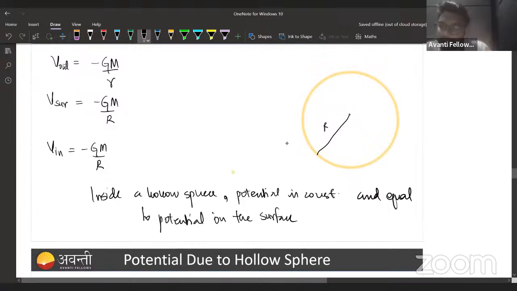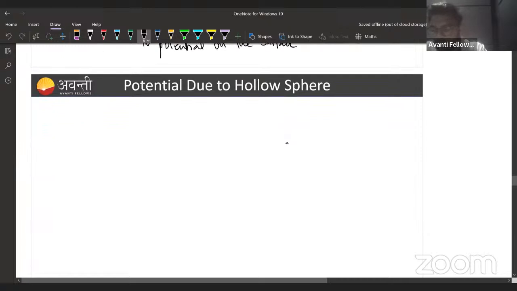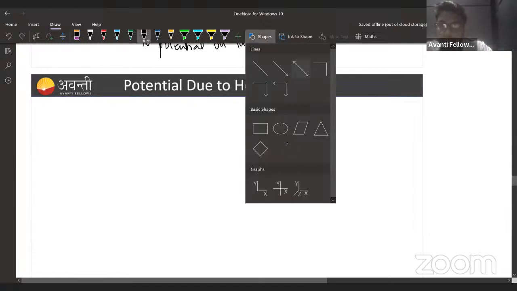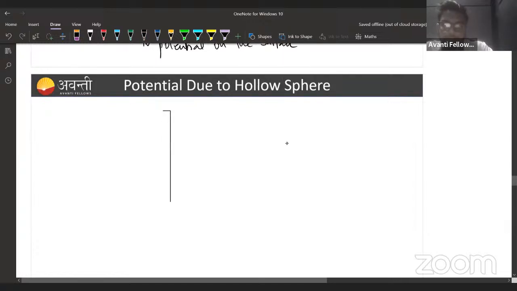Now you might also think, yeah, the question will become easier. So what will the graph look like of this? Let us just draw this graph and we'll wrap up this session. What will the graph look like?